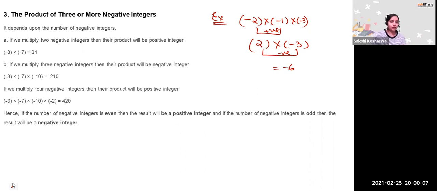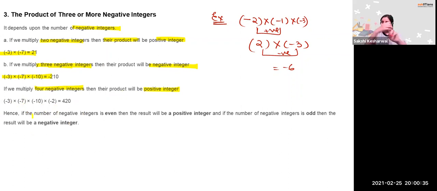I think everything is written a lot. So let's read it out. What are the things written out? It depends on the number of the negative integers. If we multiply two negative integers, their product will be what? Positive, right? Now if you multiply three negative numbers, the answer will be again a negative integer, right? If we multiply four, then their product will be positive. So it says that minus into minus is plus, plus into minus is minus, and minus into plus is minus.